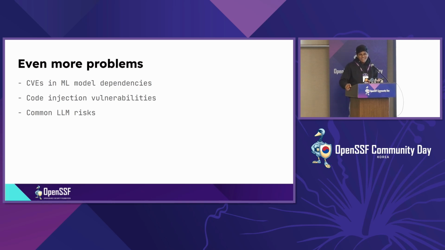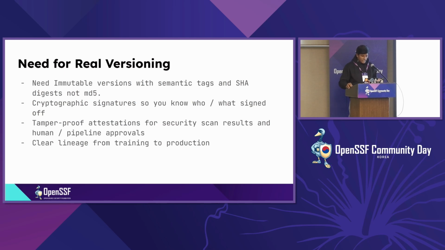And there are even more problems. There can be CVEs in ML model dependencies, and code injection can happen through those vulnerabilities. There are also the common LLM risks, which you can find on the OWASP page. And there is a real need for versioning in the ML ecosystem, because you can't just mark something with an MD5 hash and call it content-addressable storage unless you have at least SHA-256 or anything that is cryptographically verifiable.